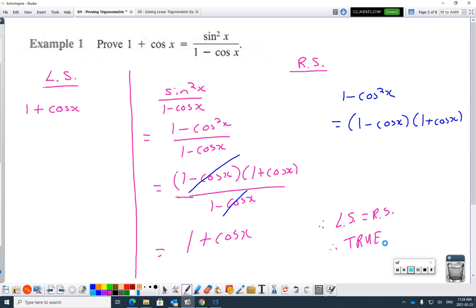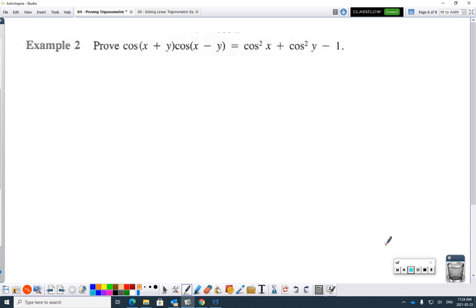Let's try another one. Oh yeah, here we go, right in. This is just off the charts more difficult than a grade 11 question. Cos of (x plus y) times cos of (x minus y) apparently is equal to cos squared x plus cos squared y minus 1. Woo! I'm going to draw my line over here this time. Left side, right side. Some crazy algebra coming here.